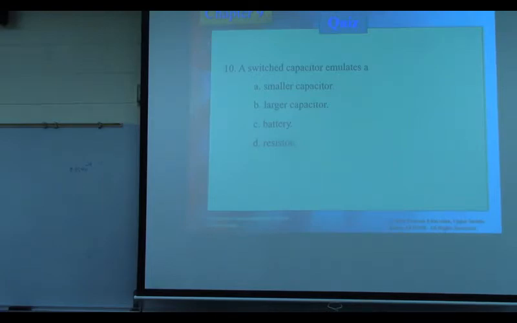A switched capacitor emulates... a small capacitor with a switch. I don't know what this is. Resistance? Or resistance? That makes me feel better. Switch? I would say. Capacitor. I believe it will be C. That's my guess. Okay, who agrees with me?